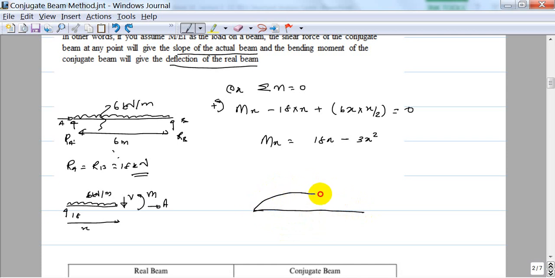This tool is a bit tricky to draw with. Okay, that's better. The maximum value is when x is equal to 3, so it's 54 minus 27, that is 27. So 27 kilonewton meter is the maximum bending moment. So this is the bending moment diagram for that beam.